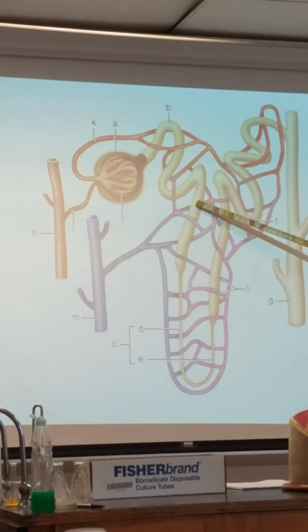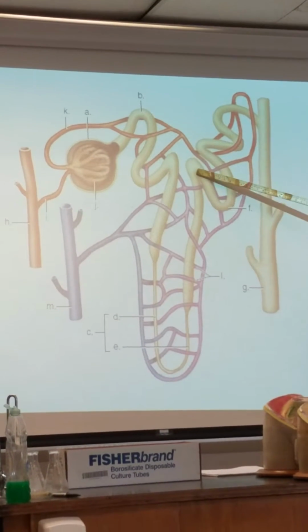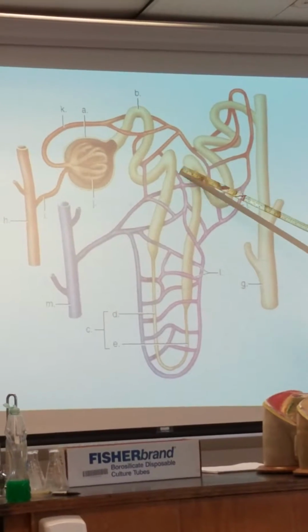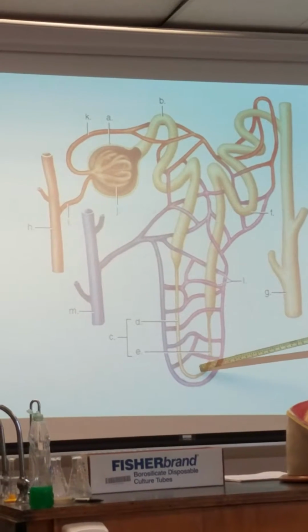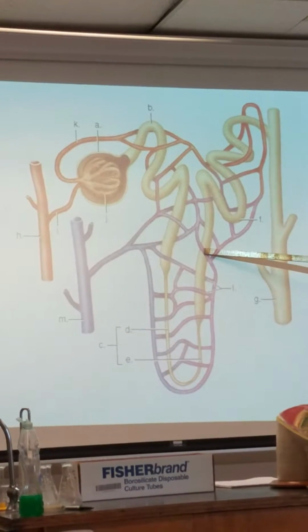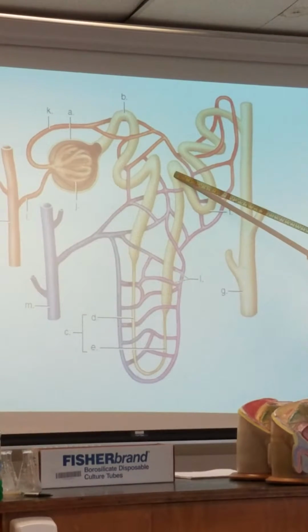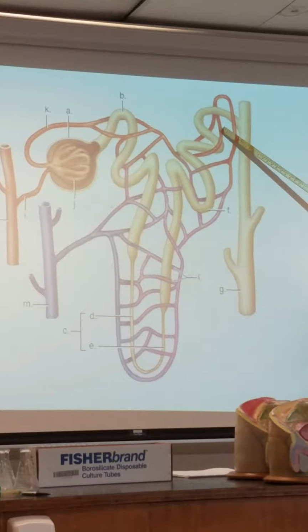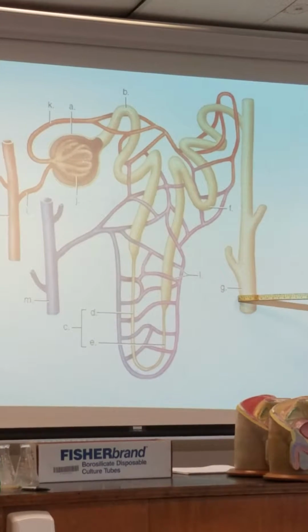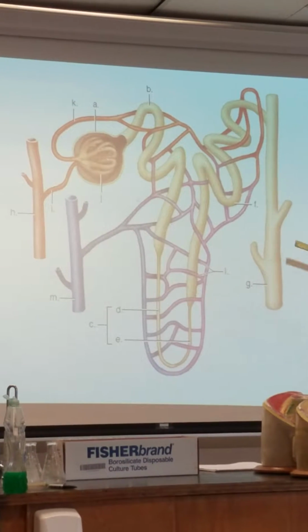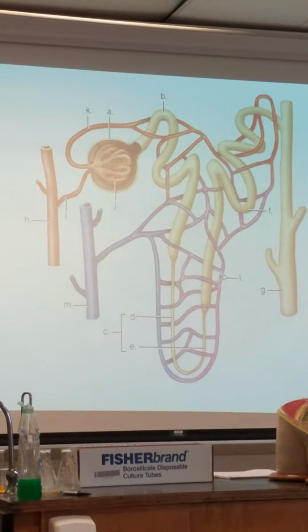And then you go into this loop right here, which is called the loop of Henle. This would be the descending loop, and then this portion right here is the ascending region or portion of the loop of Henle. All right, and then you have the distal convoluted tubule on this side, and then that empties into that collection duct. All right, and so remember, this right here, a bundle of those is what makes up the pyramids of the kidney.